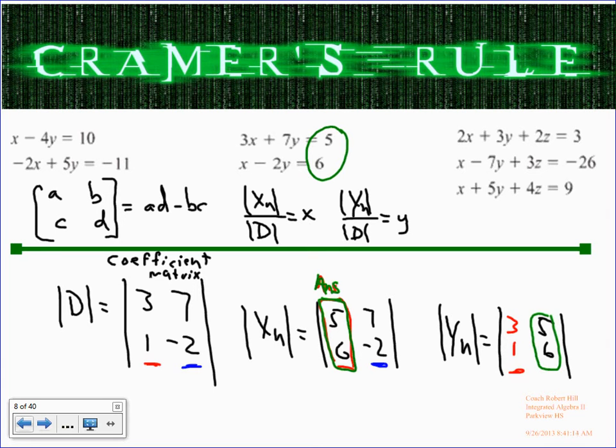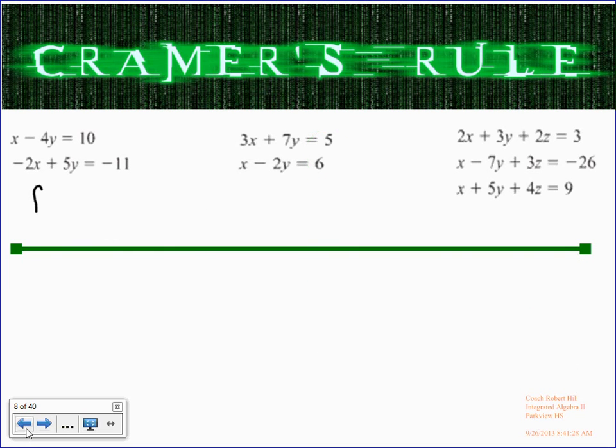Over here in this problem, how many variables am I solving for? Three. So how many matrices am I going to have to make? Four. Okay? And guys, you use 100% the same exact logic. So the first thing I do, I get my denominator, or my coefficient matrix. So I just take my coefficients: 2, 3, 2, 1, negative 7, 3, 1, 5, and 4.